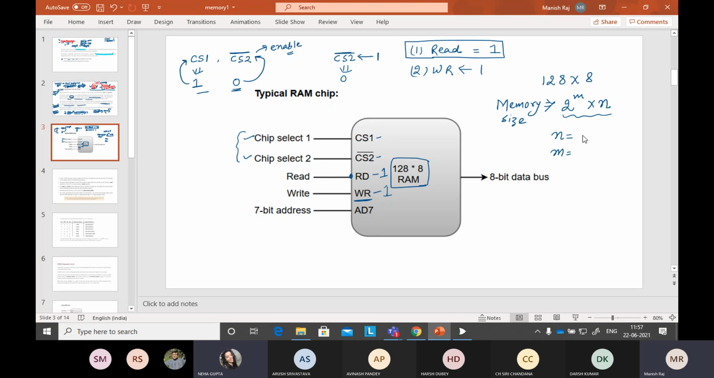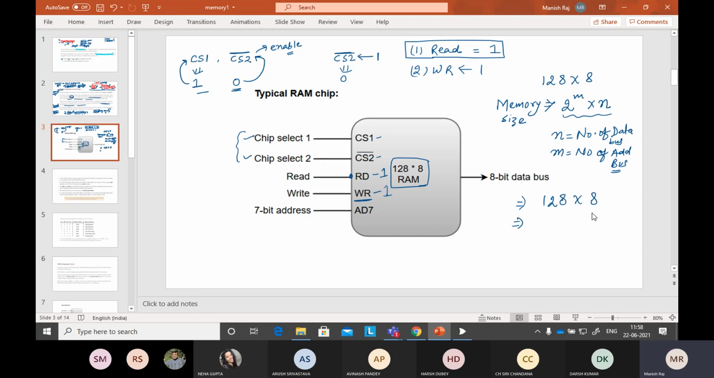Here, n is the number of data bus lines, and m is the number of address bus lines. Maybe I have made n and m different here. N means the number of data bus, and m is the number of address bus. According to that, you can find the size of the memory. For example, if I am writing 128 into 8.